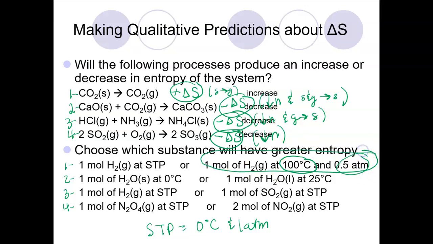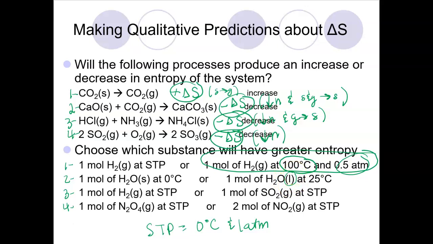So all of the signs point to 1 mole of hydrogen gas at 100 degrees Celsius and 0.5 atmospheres having more disorder, having more entropy. So let's look at scenario 2. 1 mole of H2O solid at 0 degrees Celsius or 1 mole of H2O liquid at 25 degrees Celsius. So let's look at states of matter first. Start with a solid, then it goes to a liquid. So which of those two do you think has the most disorder?